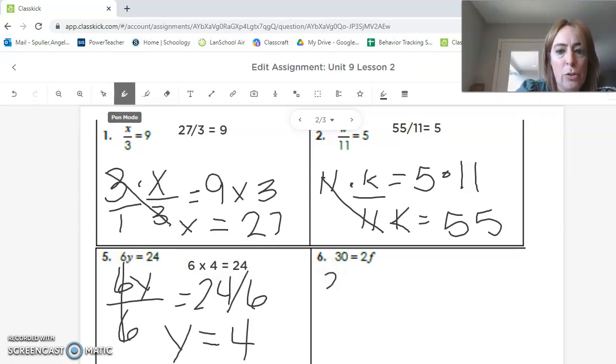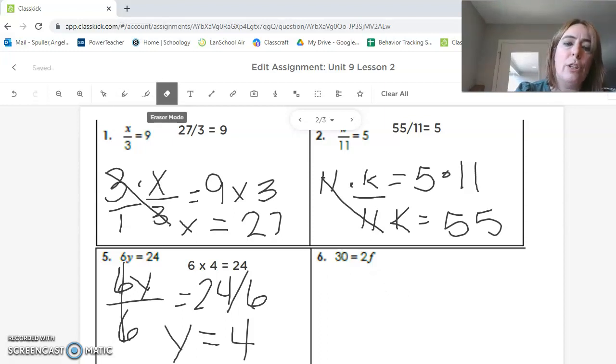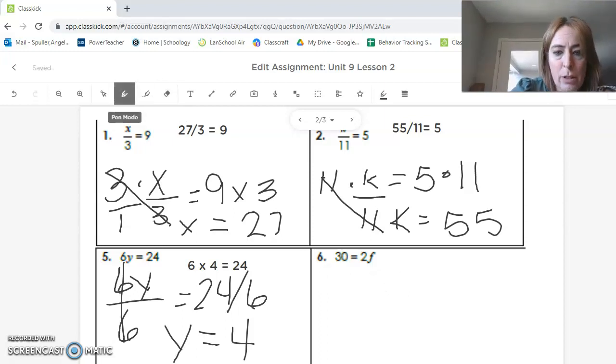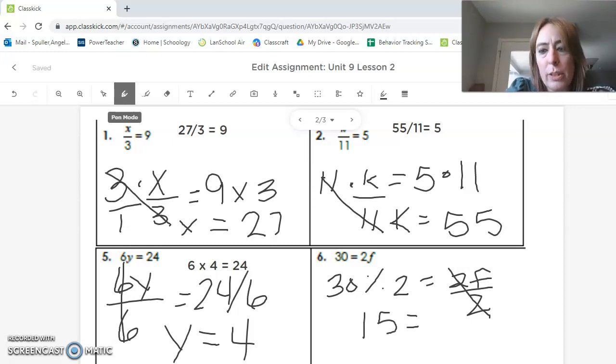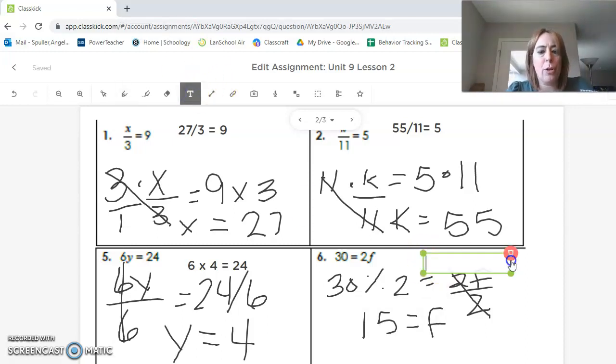We're going to say 2 times 30. No, we're not. Miss Oakley forgot to look ahead. We're dividing. So 30 divided by 2 equals 2f divided by 2. And that takes those 2 away. 30 divided by 2 is 15 equals, all that's left over here is f. So let's see if this makes this equation true. So 30 equals 2 times 15. Yes, it does.